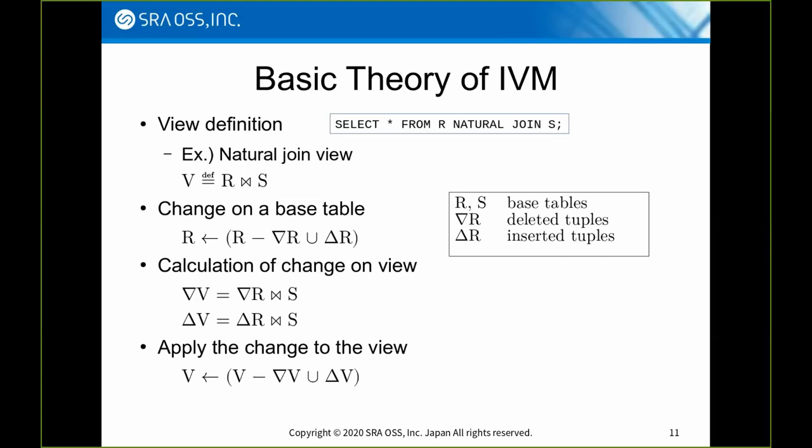Okay, I'll explain the basic theory of IVM. The view definition is described in a relational algebra form. This is an example of this simple natural join of tables R and S. Change of base table is represented like this. This nabla, inverted Greek delta, means tuples deleted from the table. And the Greek delta means tuples inserted into the table. Using these view definition and these changes, we can calculate the changes on the view like this and update the view by applying these changes to views.